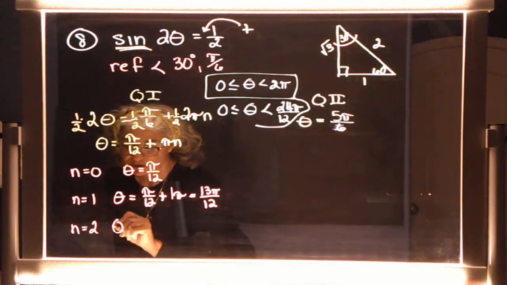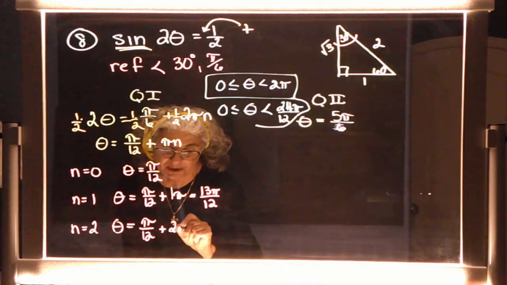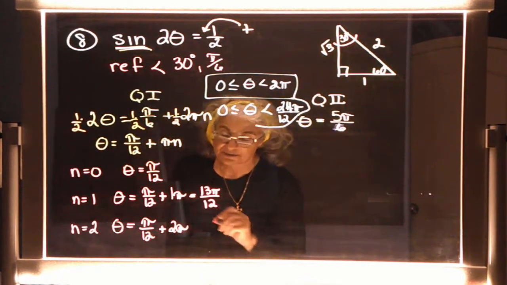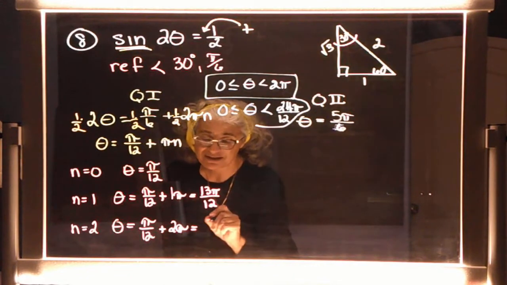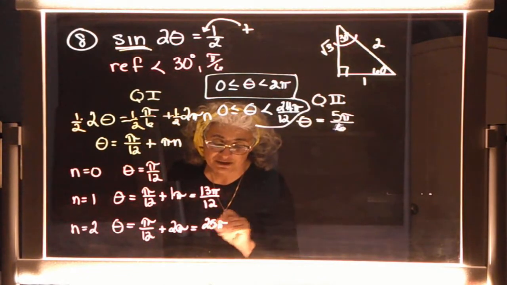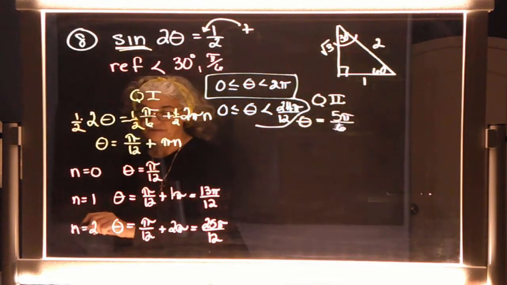N equals 2. I'm going to get theta equals pi over 12 plus 2 pi. Okay, I add those, and I already know it because now I'm adding a 2 pi to this guy. This is 25 pi over 12. That's not it. That's over the circle. This can't happen.